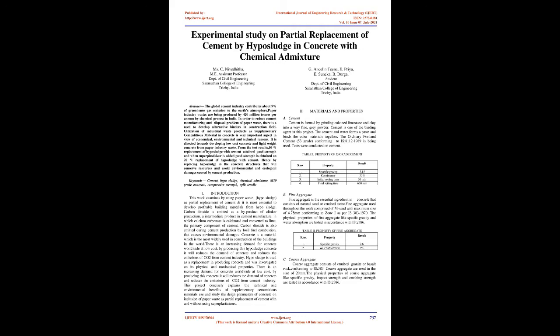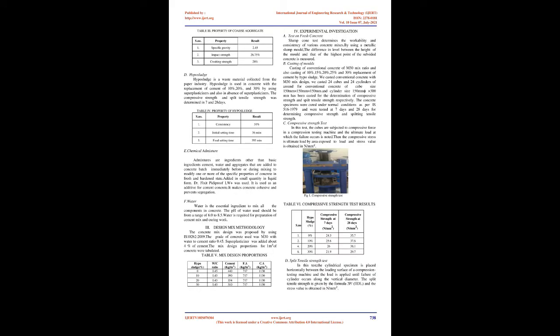2. Materials and properties. A. Cement. Cement is formed by grinding calcined limestone and clay into a very fine, gray powder. Cement is one of the binding agents in this project. The cement and water form a paste and bind the other materials together. Ordinary Portland cement, 53 grade, conforming to IS 8112-1989, is used. Tests were conducted on cement.